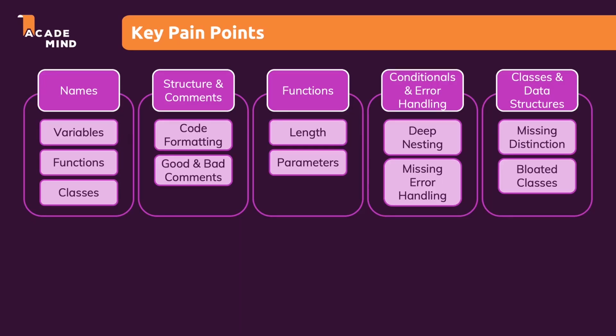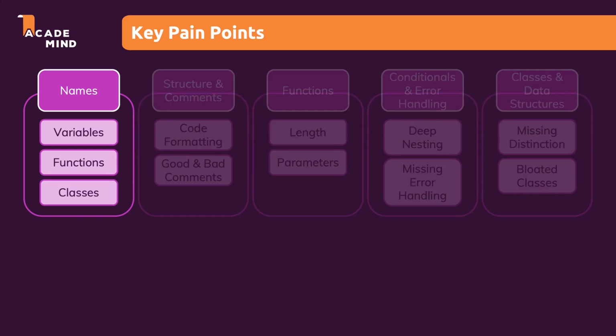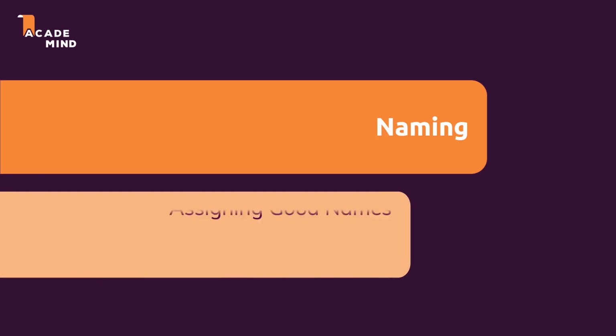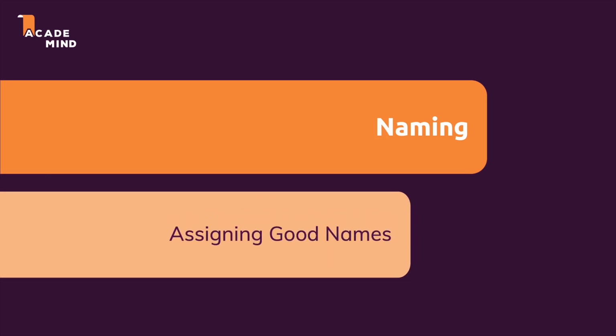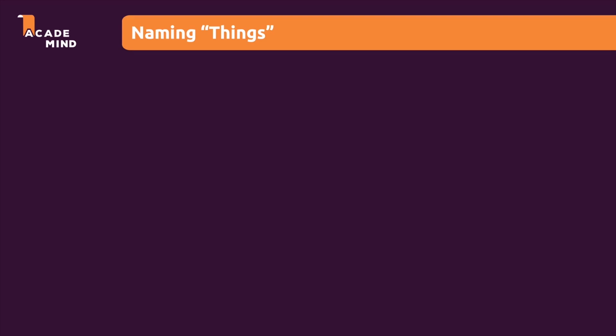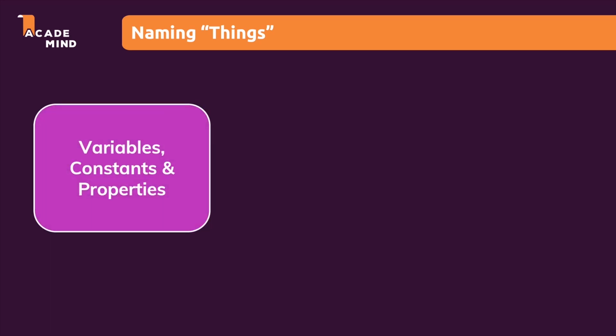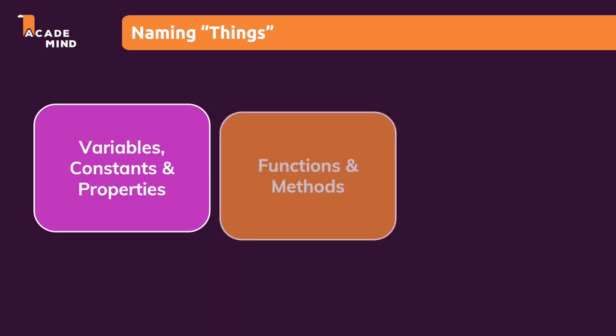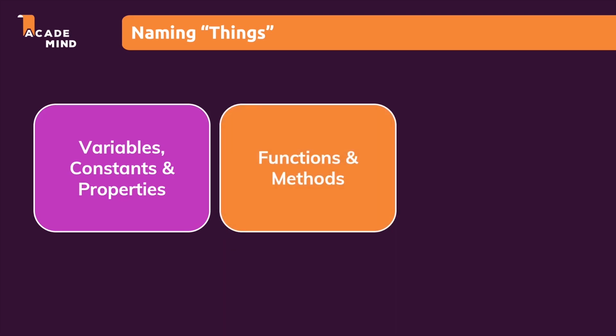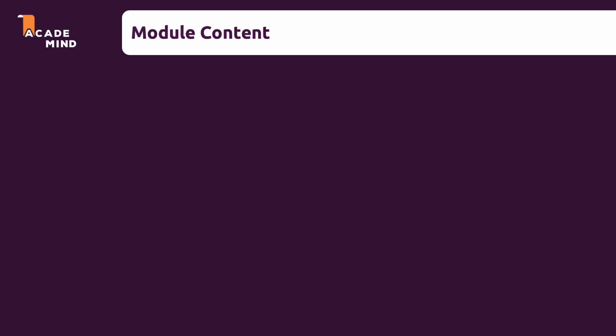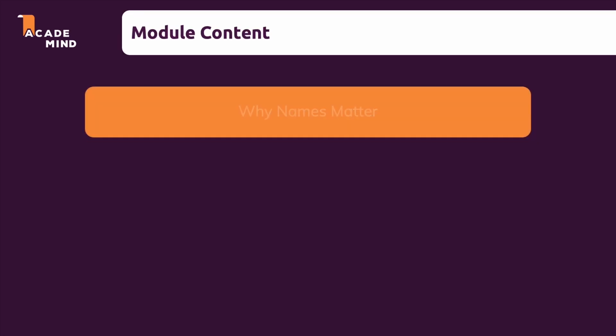So finally, let's get started with our first key pain point, our first area of improvement, and that would be names. In this module, we are going to focus on naming things, so on assigning good names. We'll focus on all the nameable things in development, which would be variables, constants, and properties, functions and methods, and of course also classes. We are going to explore why names matter exactly and how good names can help us.